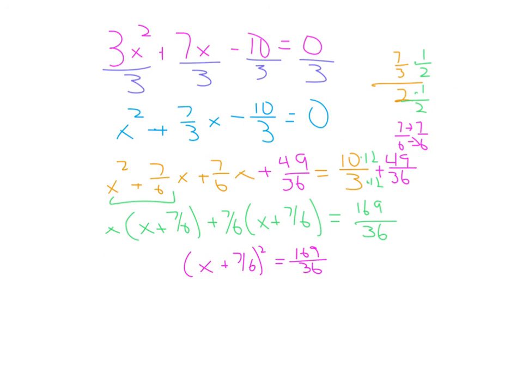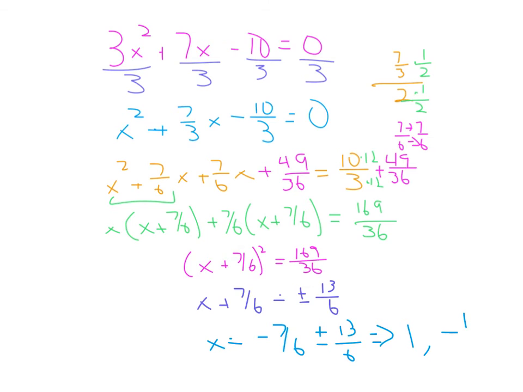Now, I have a squared thing, so let's unsquare it. Take the square root. Don't forget plus or minus. And I can actually take the square root of the top and the bottom, so 13/6. And let's go ahead and subtract the 7/6 plus or minus 13/6. So that's negative 7 plus 13, which is 6/6, which is 1. And it's also negative 7 minus 13, which is negative 20. Negative 20/6 is negative 10/3.